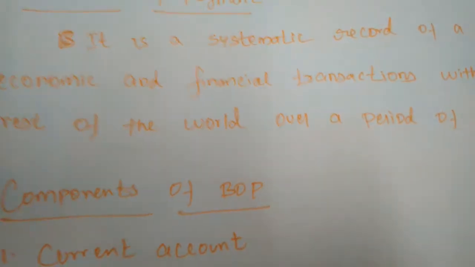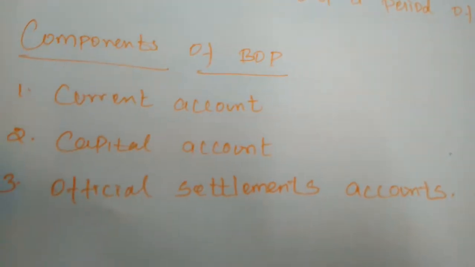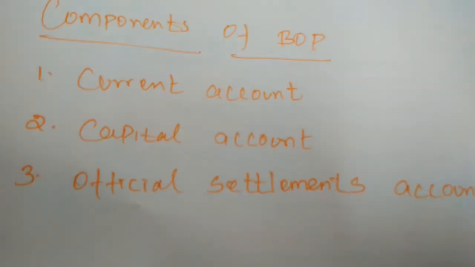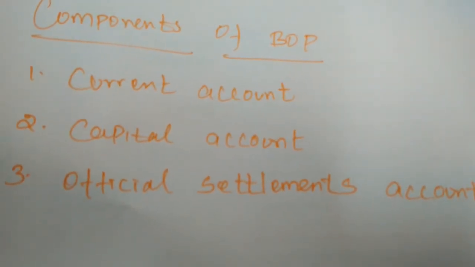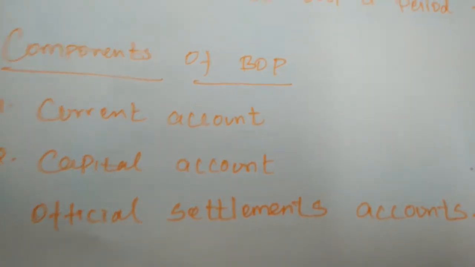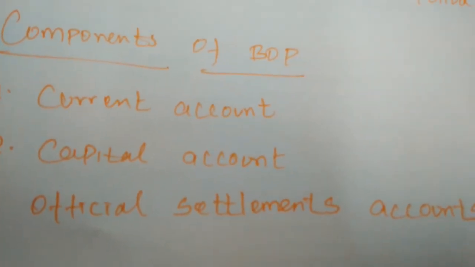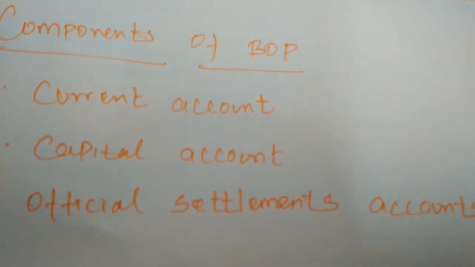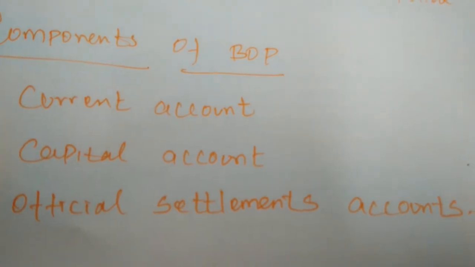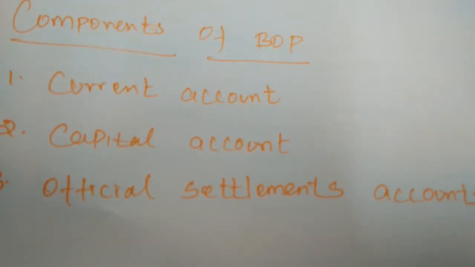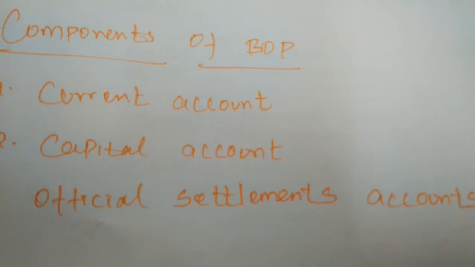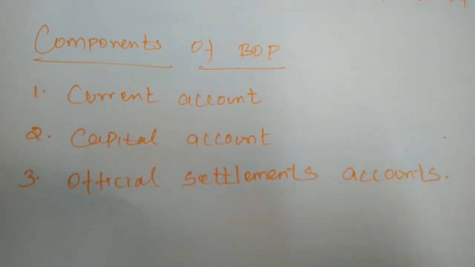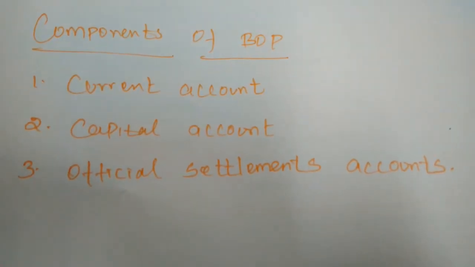In this balance of payment, there are some components. The credit and debit items are shown vertically in the balance of payment account of a country. They are divided into three categories. First one is the current account. Next, the capital account. Third one, the official settlement account.